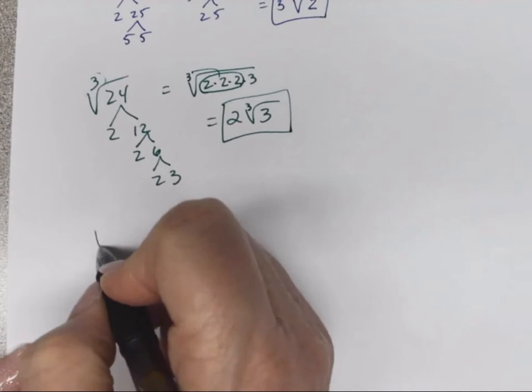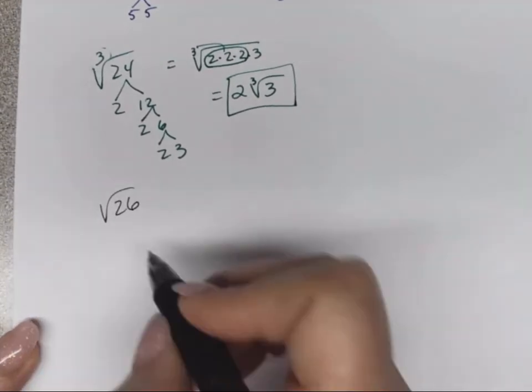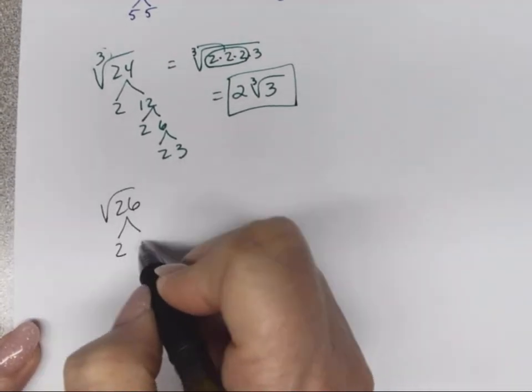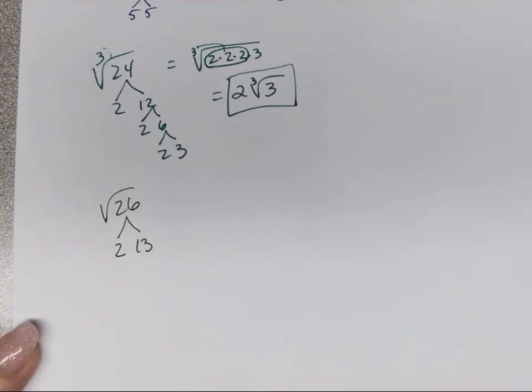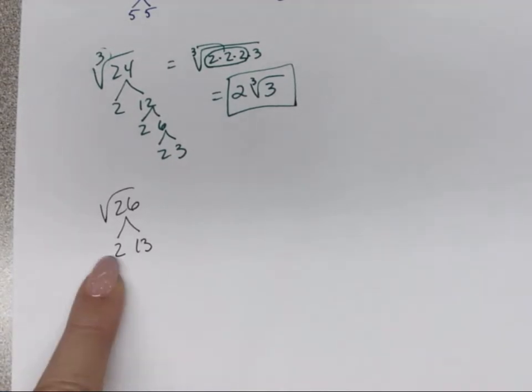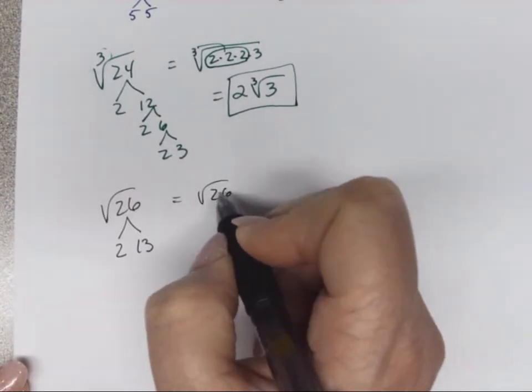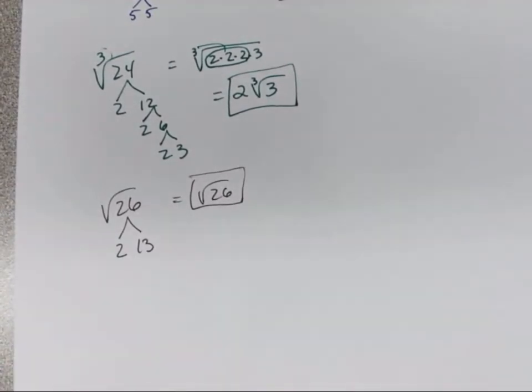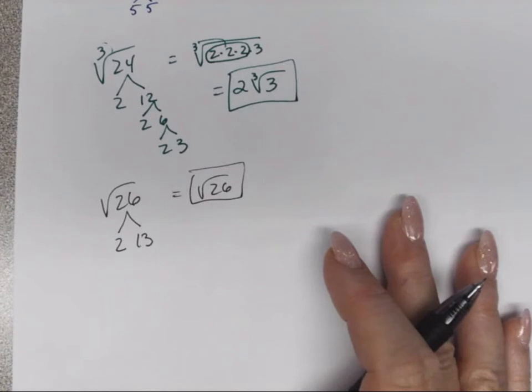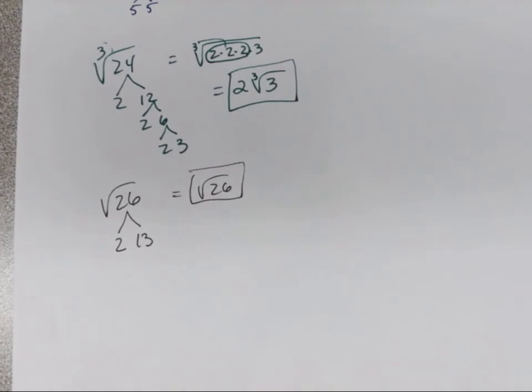All right, let's look at the square root of 26. So it divides by 2, 2 times 13. Well, it won't go any further, and I have to have a group of 2. So this is just going to be the square root of 26 because it's not going to break down. We could take a decimal approximation, but that's not what we're trying to do on here.